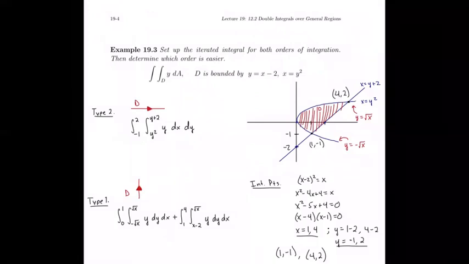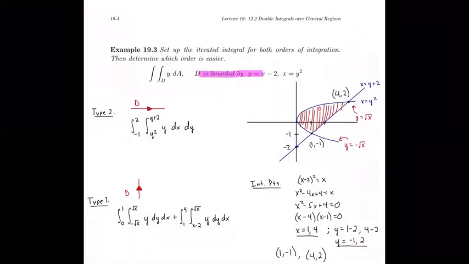We're asked to set up the iterated integral for both orders of integration, and then determine which one is easier by inspection or maybe by carrying it out. We're just going to inspect the resulting integrals. So the type 2 region means that it's bounded on the sides. Before we get there, let's of course note what D is.